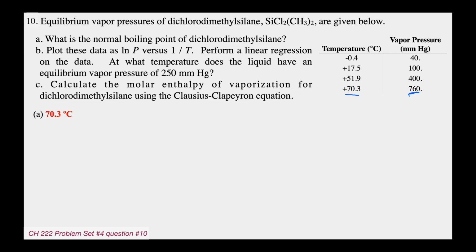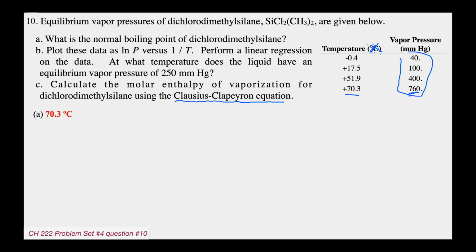The second part of this problem, B, says plot these data as natural log of vapor pressure, which is what P is, versus 1 over T, okay? This is an example of what's called a Clausius-Clapeyron equation, and I do encourage you to check it out. When you plot 1 over T, do not use Celsius, all right? No, no, no, don't use these values as is. You must turn them into Kelvin, all right? So when you're plotting natural log of vapor pressure, you can literally use these numbers right here.